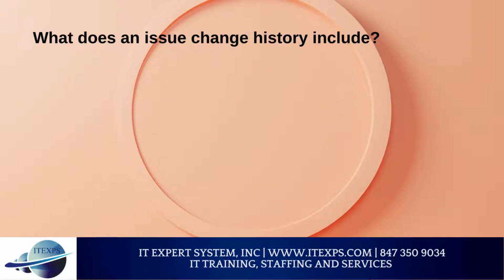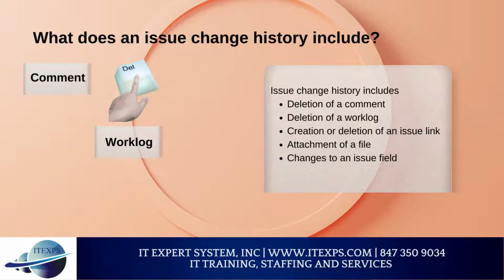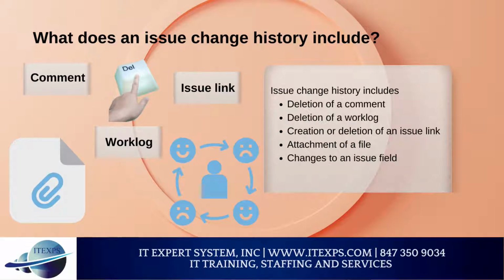What does an issue change history include? Issue change history includes deletion of a comment, deletion of a work log, creation or deletion of an issue link, attachment of a file, changes to an issue field.